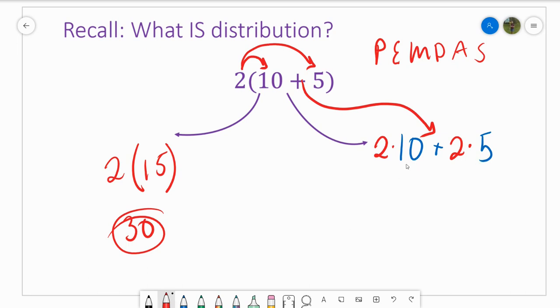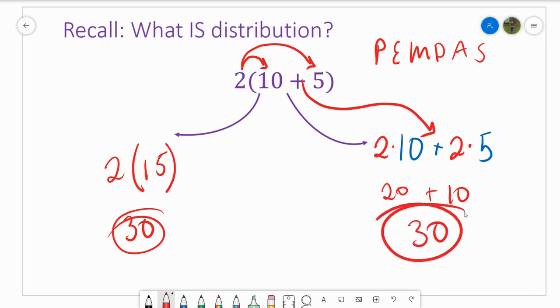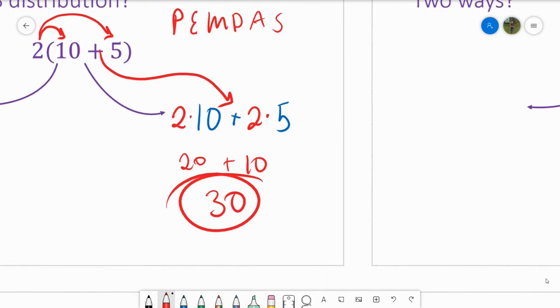And now we can go ahead and simplify. Let's do our multiplication first. 2 times 10 is 20. Bring down the plus sign. 2 times 5 is 10. Okay, 20 plus 10 is 30. So either way, we still get 30. I'm going to go out on a limb and say that this first way was much faster and much easier. But there is a reason why we have that second way, why we ever even bothered to distribute that 2.